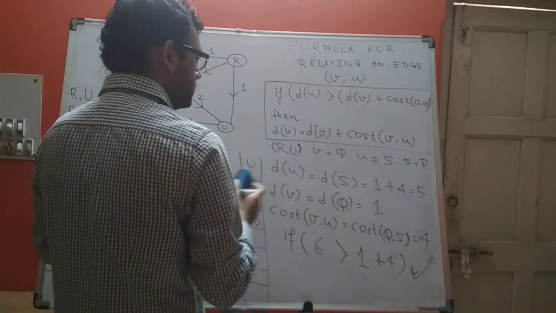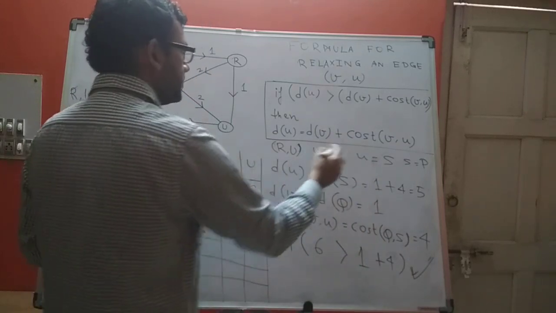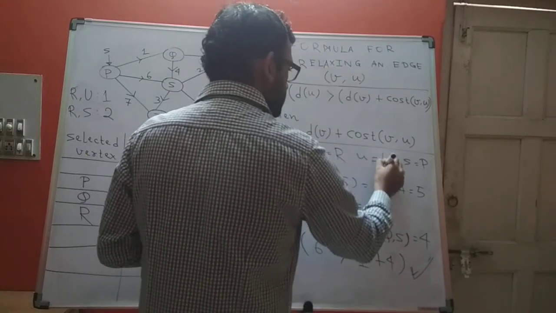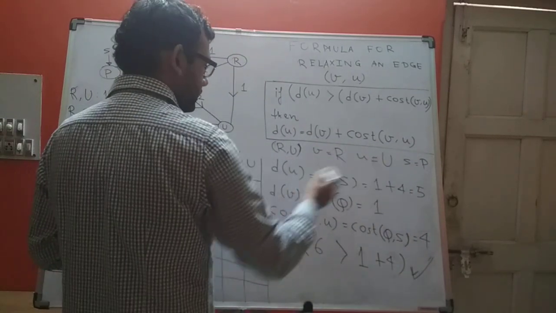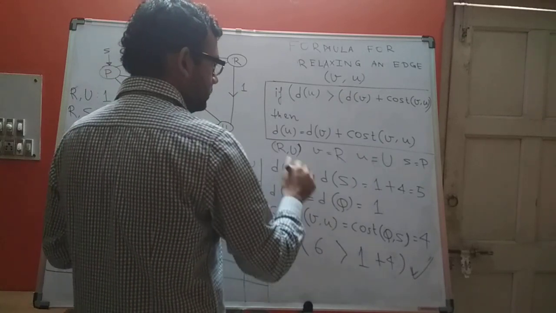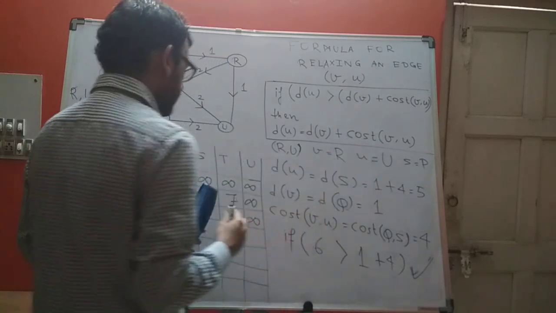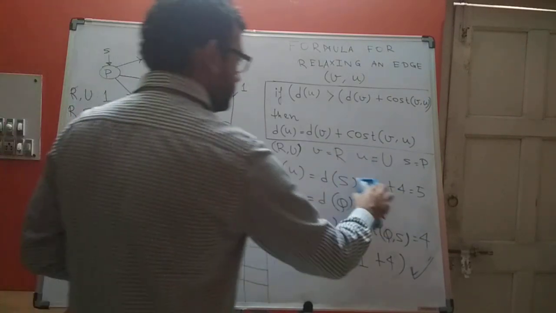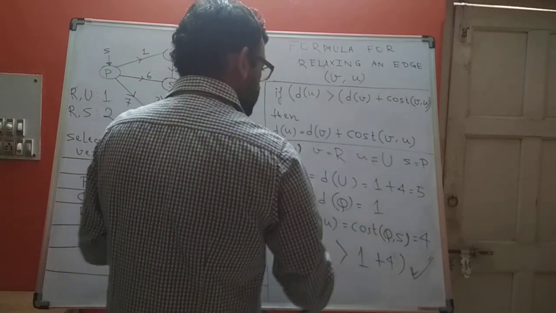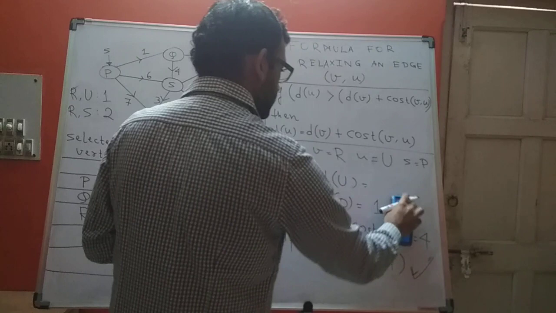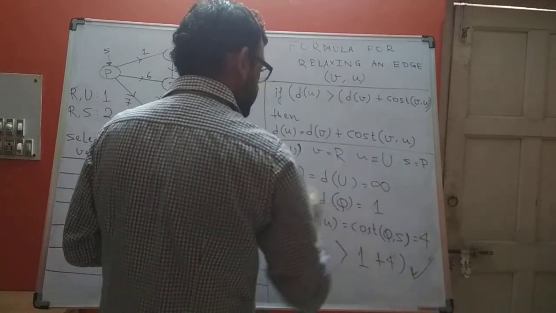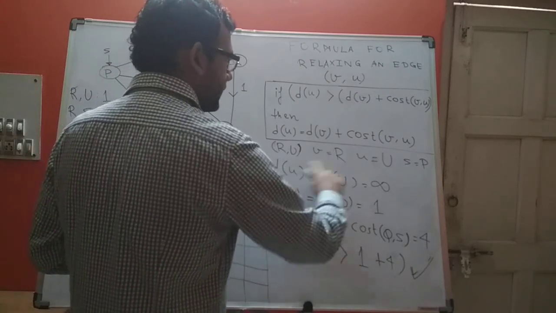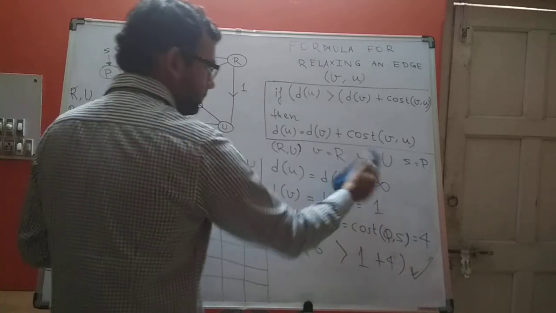So what is v? v in this case is R. And what about u? u in this case is the vertex capital U. Now du, what is du? Look at the row previous. What is du? It's infinity. The vertex U has a cost of infinity. That means I do not know the distance to U from my starting vertex P. I do not know it so far, that's why I mark it as infinity.